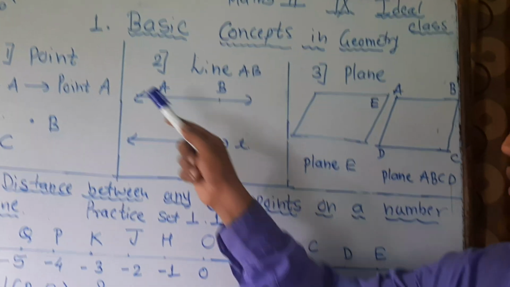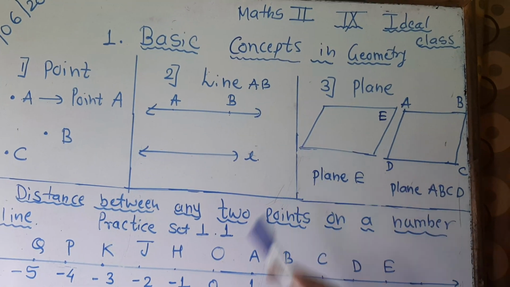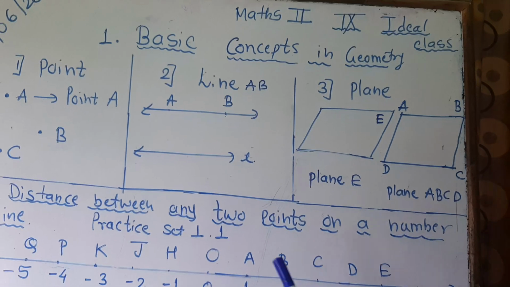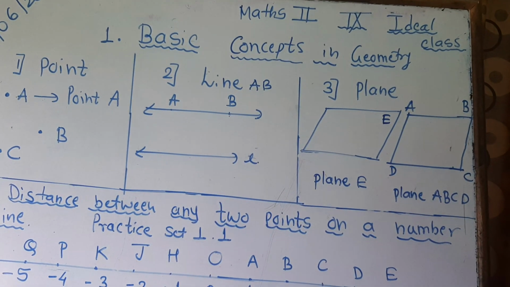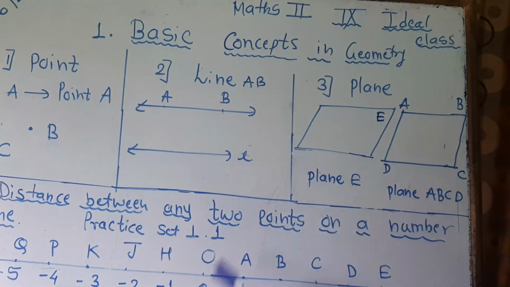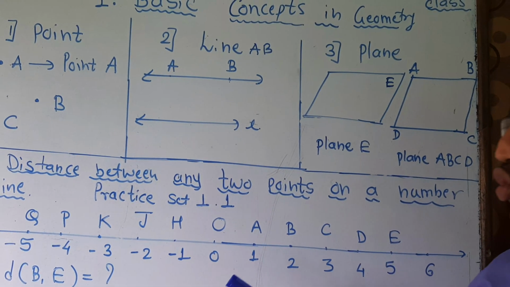Again I am telling you, these two arrows indicate that the line can be extended in both directions. It contains infinitely many points, and we can name a line in 2 ways.